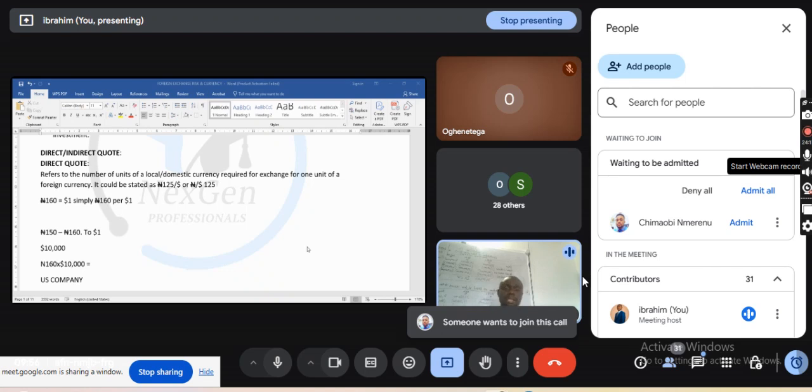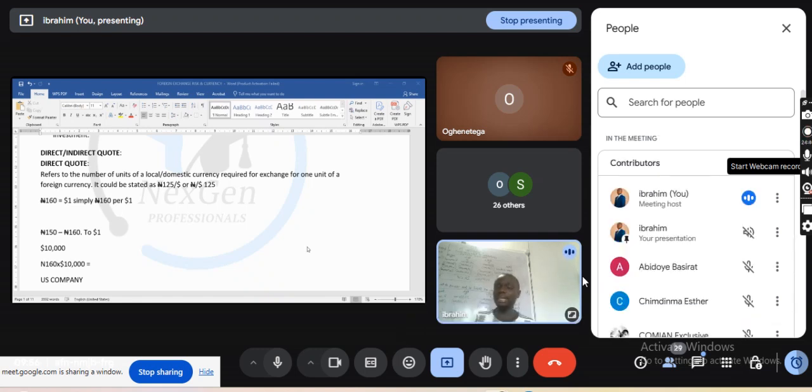If the reverse is the case, that is an indirect quote, whereby the company that wants to buy is a Nigerian company, and the spot rate given to you is $1 to 160 naira. You can see $1 to 160 naira, and that company is a Nigerian company. You can see that the naira sign comes on the right hand side. That is an indirect quote.